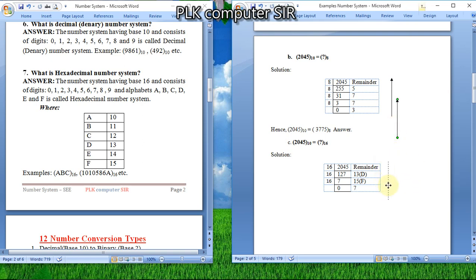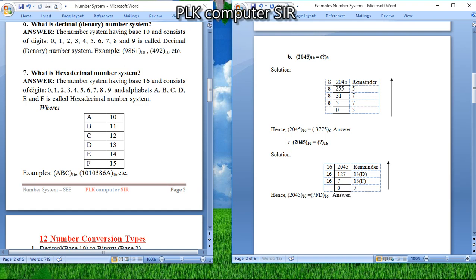Okay, so bottom to top we have to write. We can write the answer like this. Hence 2045. It is a decimal number system, so base 10. Please write it at last like this. It will be helpful for the teacher in correction. So the answer is 7FD, and its base will be 16.